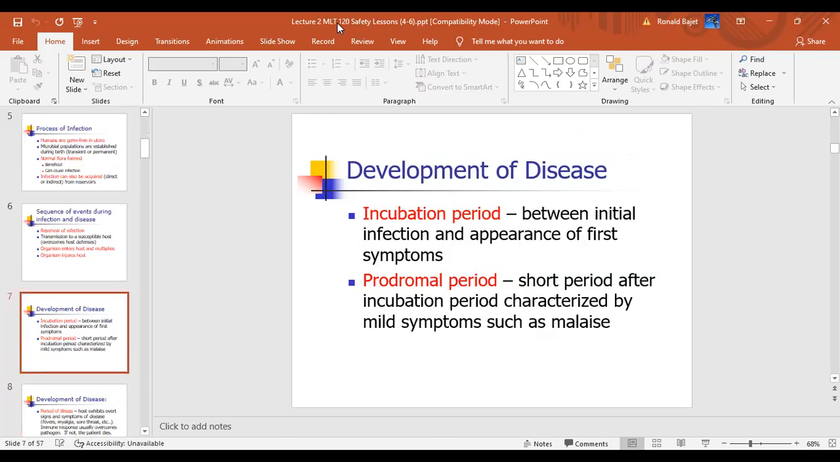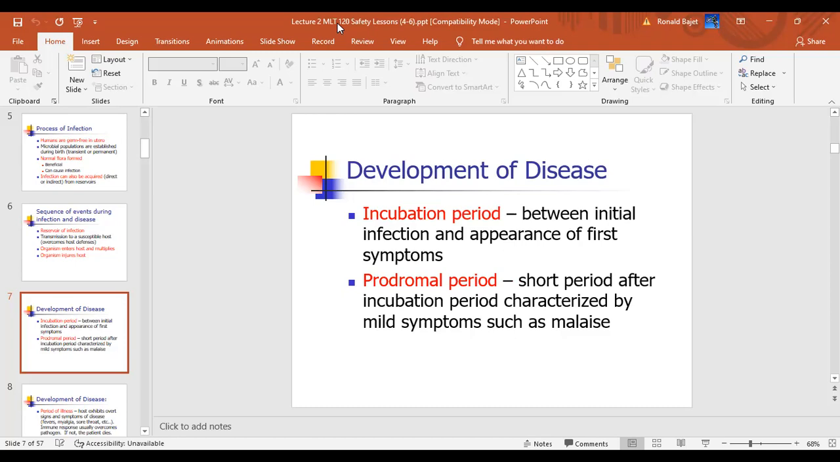The development of disease: the first part is the incubation period, the period between infection, the time you are introduced to the organism, and the appearance of symptoms. So between the time this foreign organism enters your body and the point where you start showing symptoms, that's the incubation period. The prodromal period is a short period after incubation characterized by mild symptoms such as malaise. So now your symptoms are turning into mild symptoms.